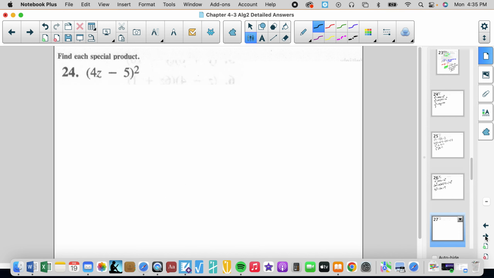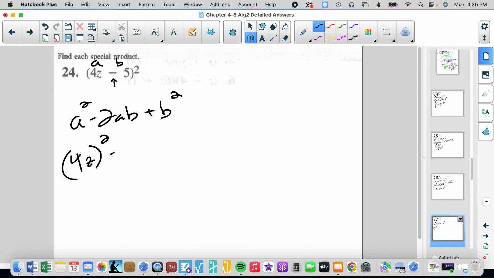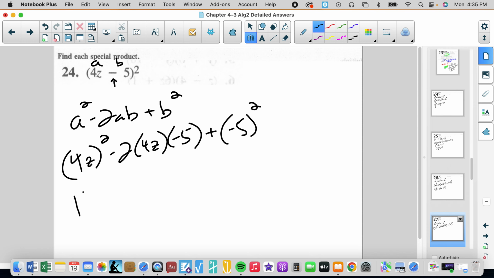That's how most teachers are going to teach it. This is my a, this is my b. I'm subtracting. So the template I'm going to use is a squared minus 2ab plus b squared. 4z quantity squared minus 2 times my a times my b plus my b squared. 16z squared minus 40z plus 25.